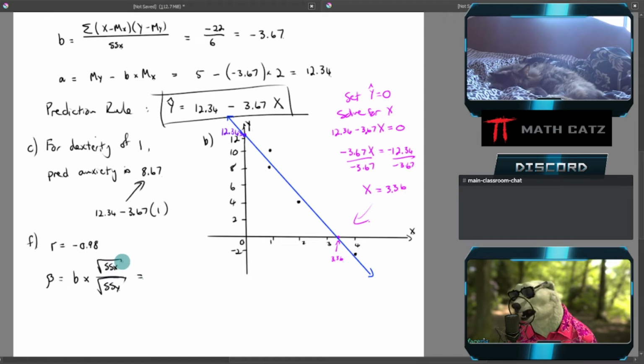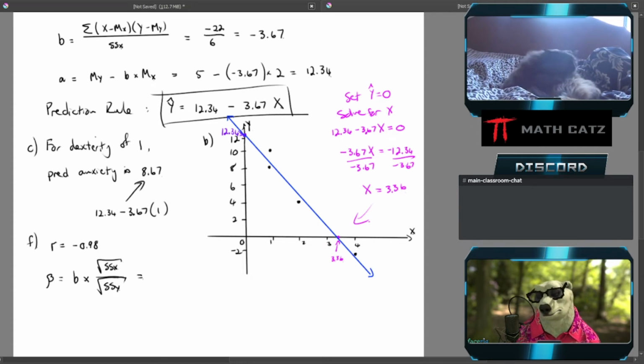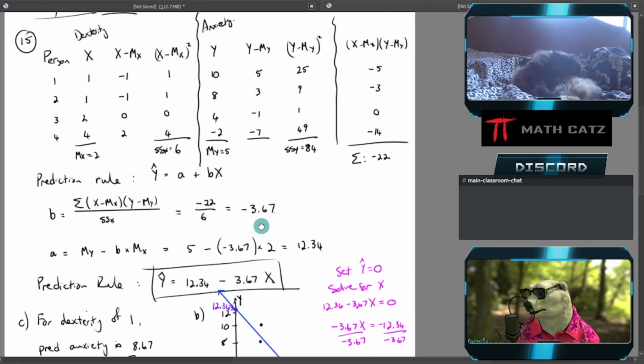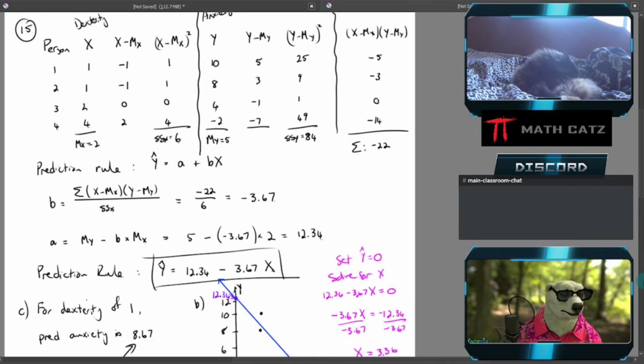So let's see if we can calculate that and verify that it is in fact the same as the correlation coefficient, which we'll see an interpretation that's very commonly used in a second. So let me calculate the B. What's the B? It's negative 3.67 times square root of sum of the squares of x. It's up here was 6, and the other one was 84.